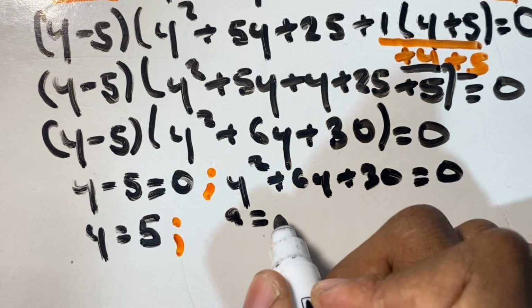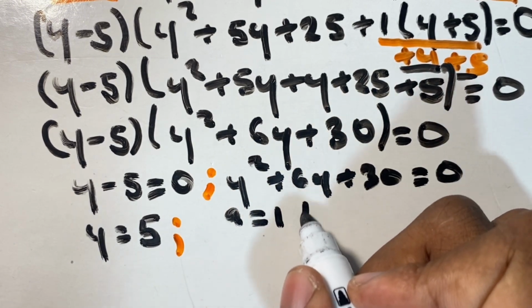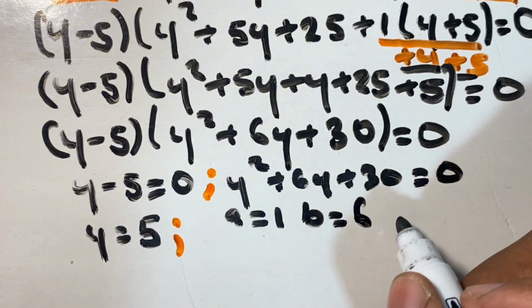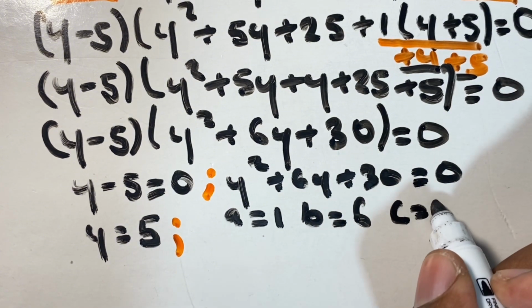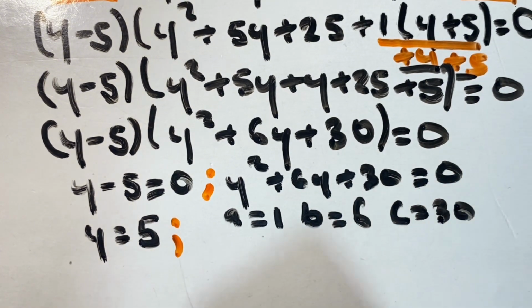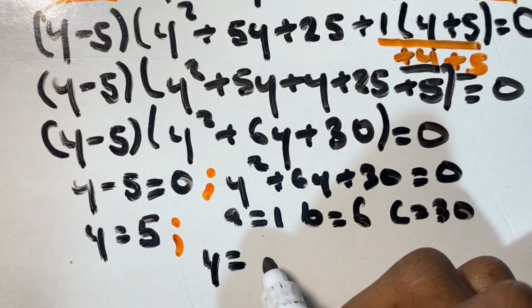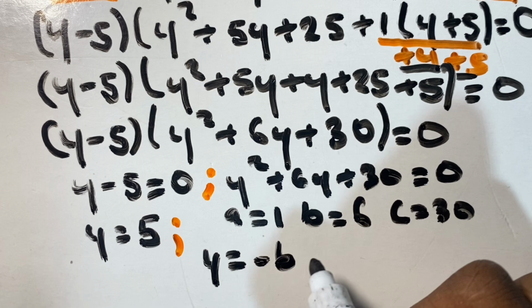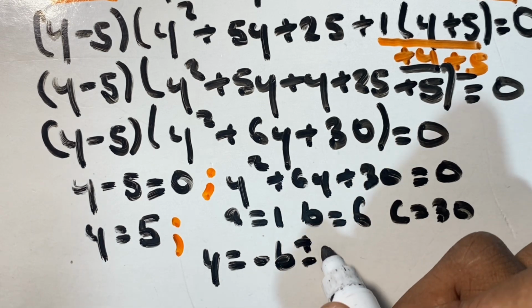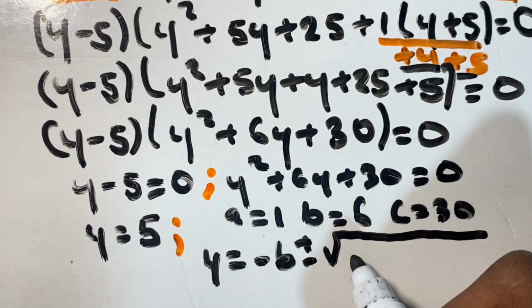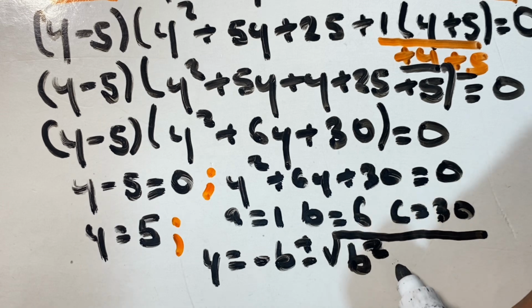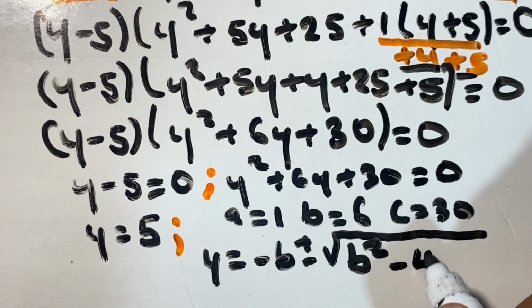So over here we can use our quadratic formula to solve for y. So in this case, that means we would have a is equal to 1, b is equal to 6, and c is equal to 30. So as I said before, we use our quadratic formula to solve for y. So we would say that y is equal to negative b plus or minus the square root of b squared minus 4ac all over 2a.